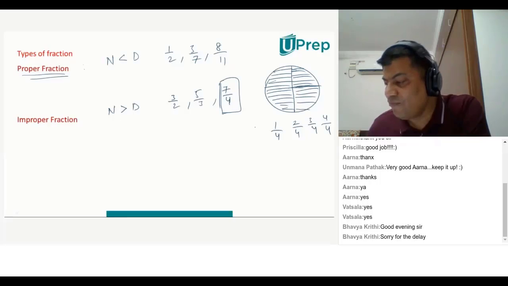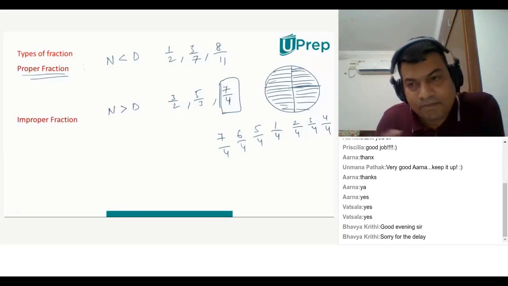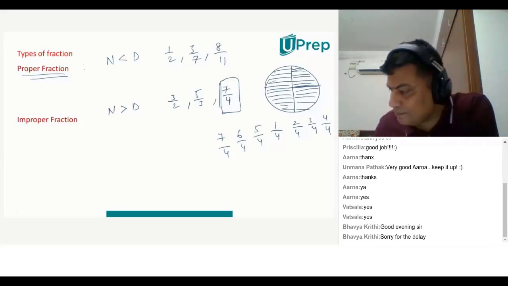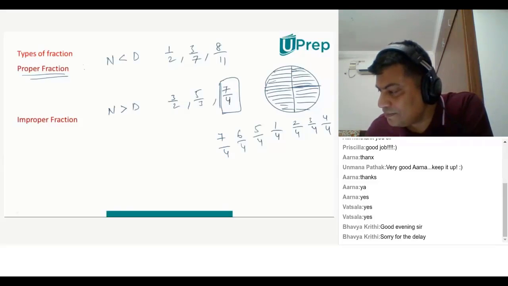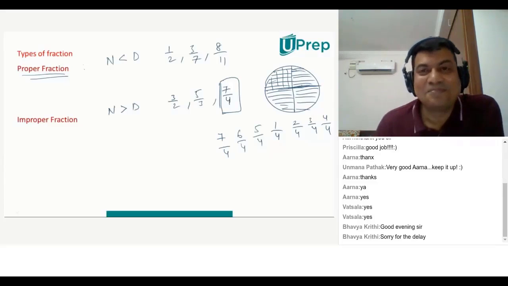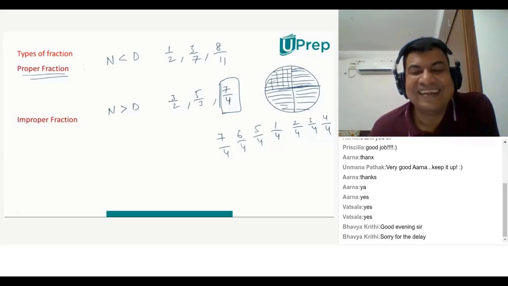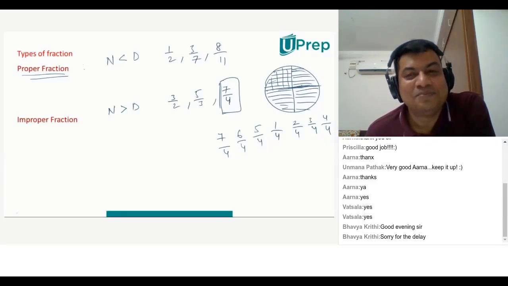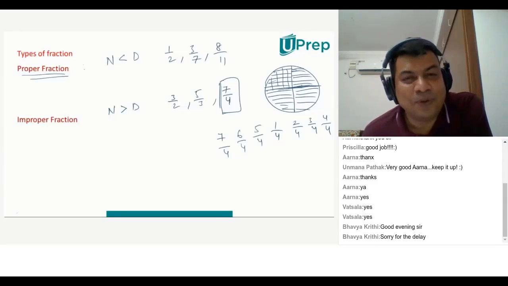But what do you mean by 5 by 4? What do you mean by 6 by 4? What do you mean by 7 by 4? Sir, when I was in 5th class, my dad told me if it's an improper fraction, we can convert it into a mixed fraction, right? Correct. If we convert it, it will be 1 3 by 4, meaning 1 whole pizza and 3 by 4th of another pizza.